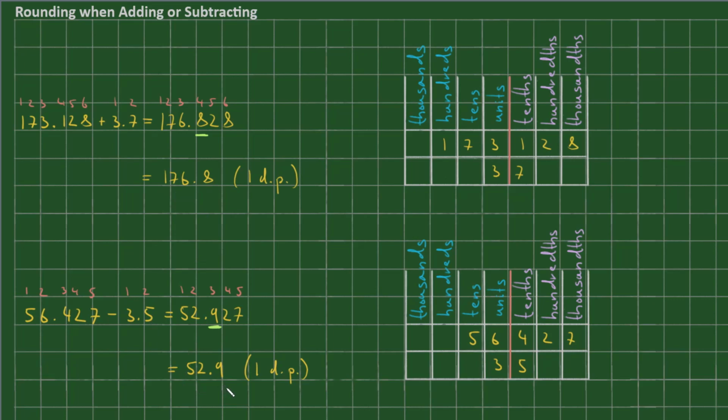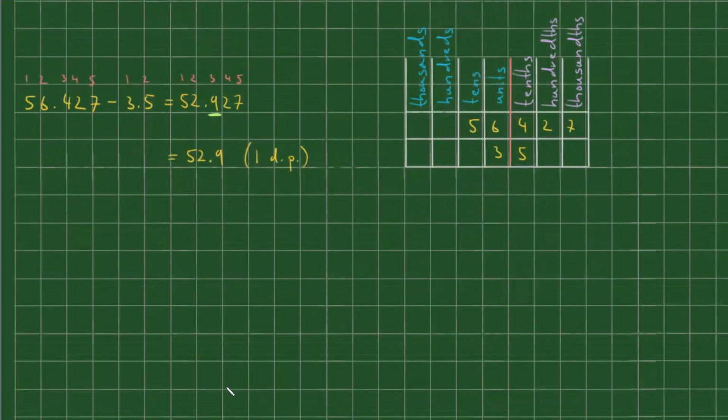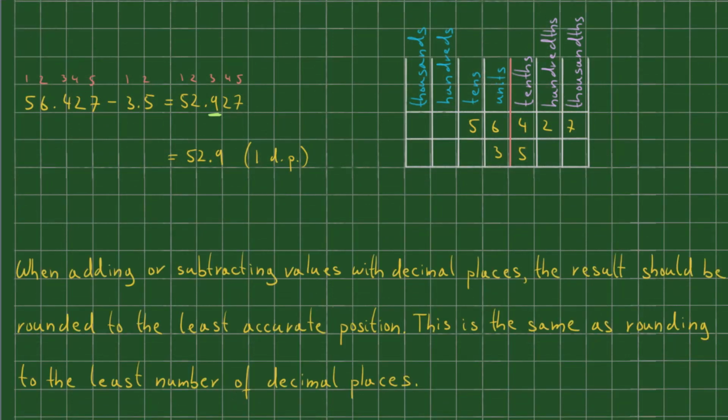So to recap, I'm going to scroll down again and restate the rule. When adding or subtracting values with decimal places, the result should be rounded to the least accurate position. This is the same as rounding to the least number of decimal places.